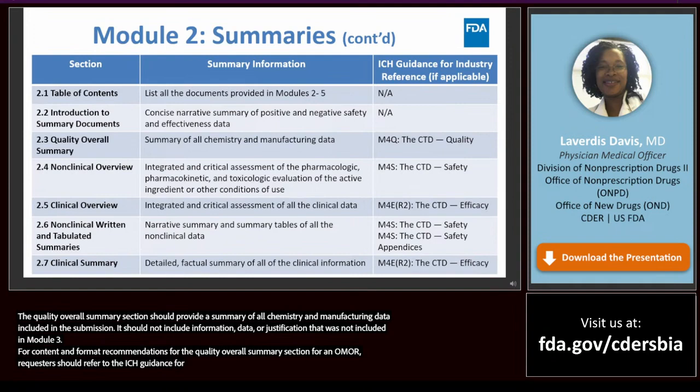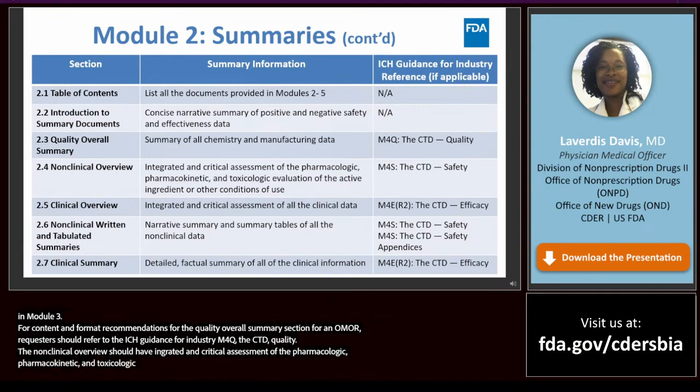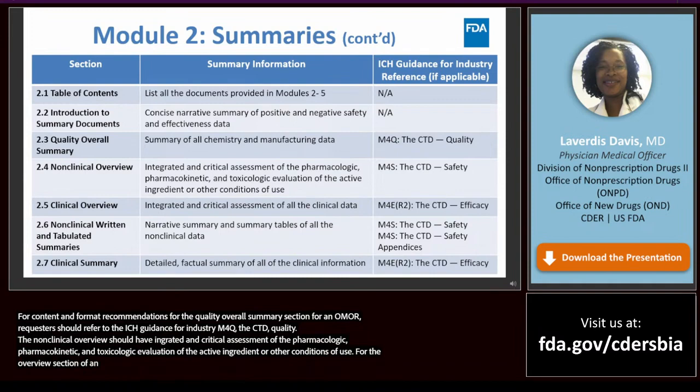The non-clinical overview section should present an integrated and critical assessment of the pharmacologic, pharmacokinetic, and toxicologic evaluation of the active ingredient or other conditions of use. For content and structural format recommendations for the non-clinical overview section for an OMOR, requesters should refer to the ICH Guidance for Industry, M4S, the CTD Safety.